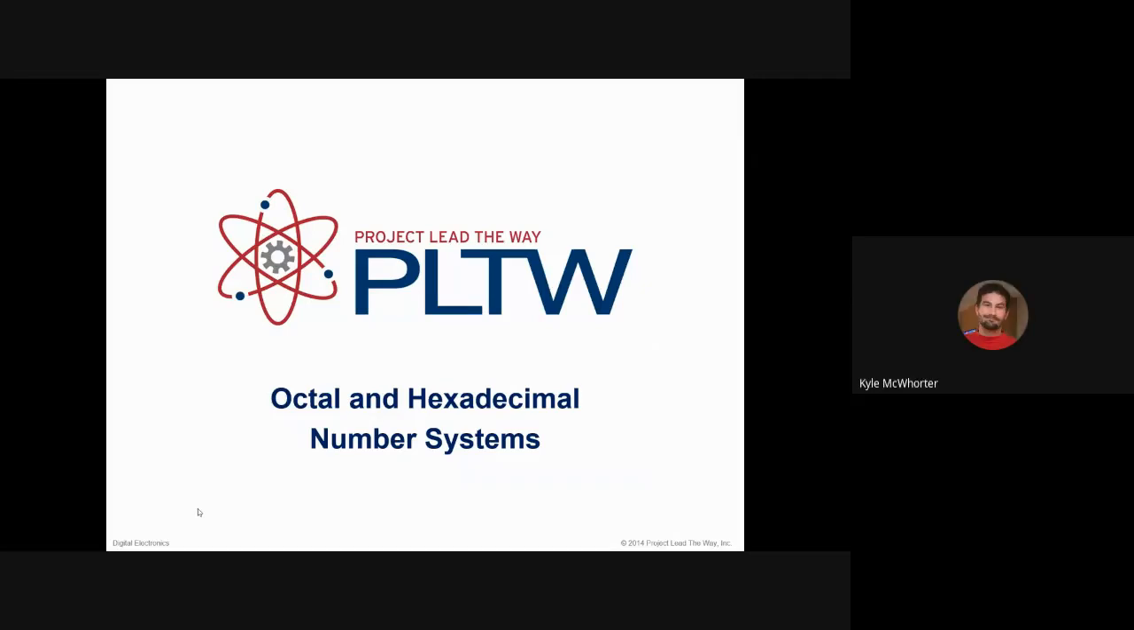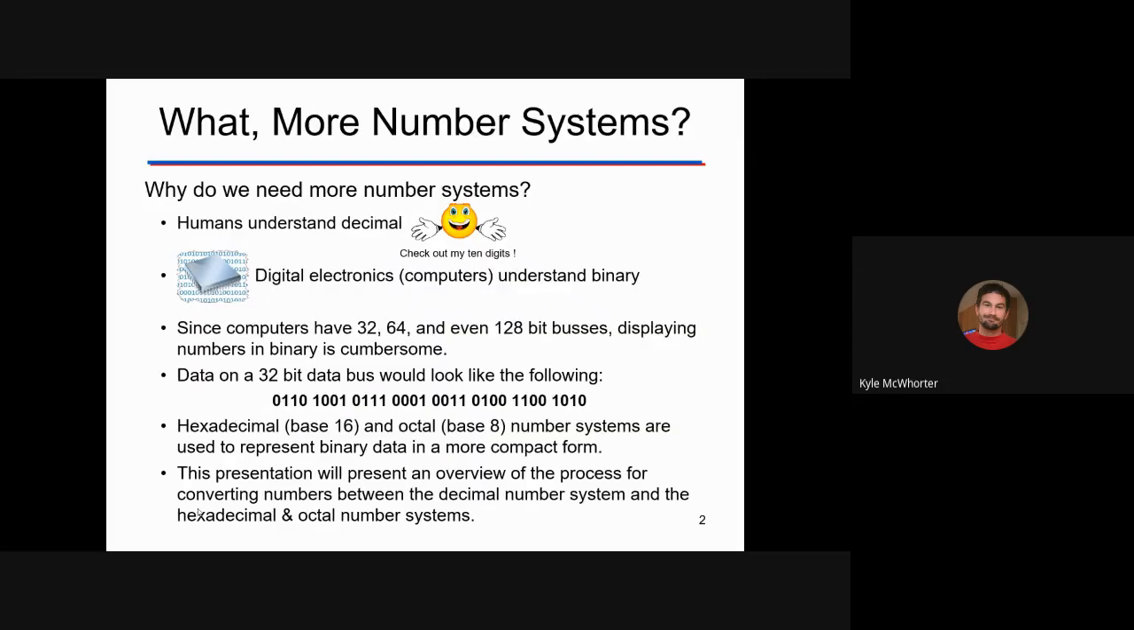Today we are going to be learning about the octal and hexadecimal number systems. So you might be wondering, why do we need more number systems? Humans are really good with decimal, right? We have 10 fingers, so counting to 10 has kind of been a thing for us.